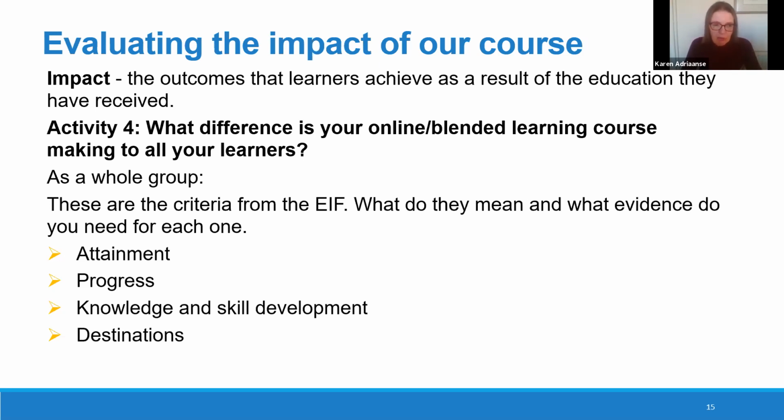So the attainment is the progress, the achievement of the qualification, but it's also the learning, what they've learned from their starting points, which is part of the progress as well. Progress is also how it's going to meet their personal goals too, and not just the goals of the course, which is why you have both. The knowledge, skill and development is much more specific, so listing the skills for each learner.